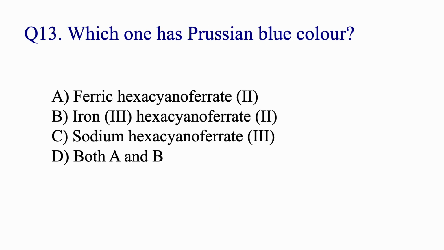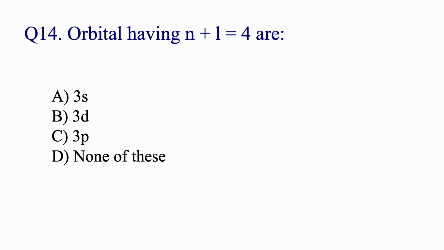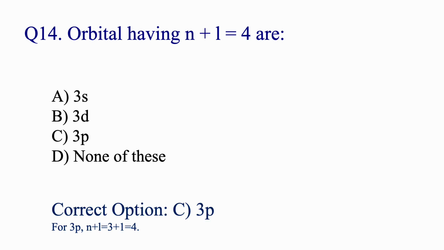Which one has Prussian blue color? Both A and B. A is ferric hexacyanoferrate and B is iron 3 hexacyanoferrate. Orbital having n plus l is equal to 4 are 3p.